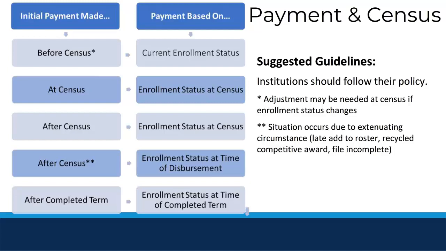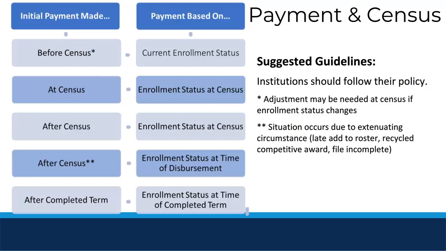If payment is made at census and after census, schools should use the enrollment status at their census date to determine payment. If it is after census due to an extenuating circumstance, so for example, if a student is added to the school's roster or becomes eligible for payment after one of the following situations, then schools will use the enrollment status at the time the school is ready to pay the student. These situations include the competitive recycle, later completion of verification, or a late school change initiated by the student or CSAC. If payment is made after the term has been completed, the school will use the enrollment status at the time of the completed term.